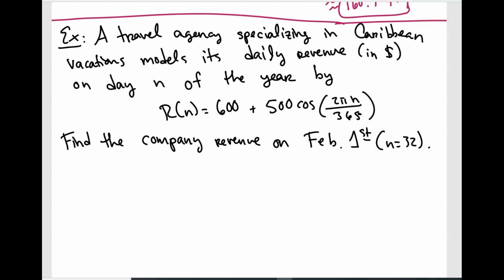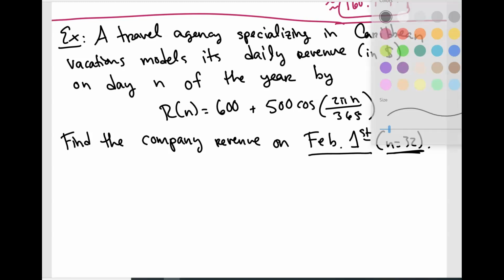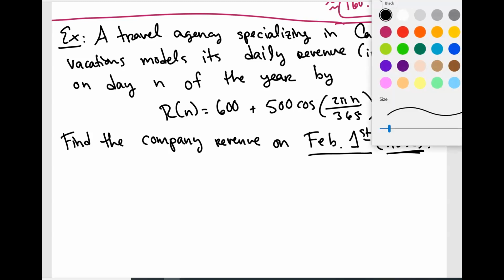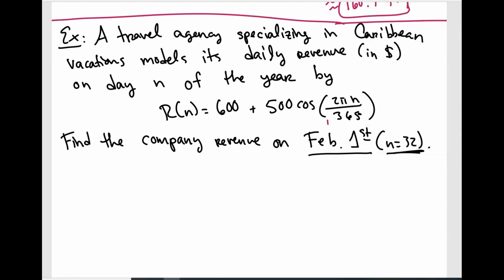All we really have to do is figure out the company's revenue on February 1st. We already know that n equals 32, so all we have to do is plug everything in. Notice here you have a 2 pi. This immediately tells me that this might be in radians, so make sure that your calculator is on radians. So all we have to do is plug in 32.